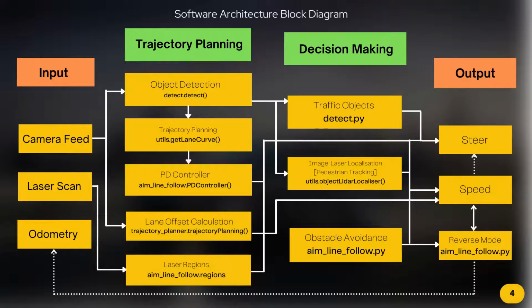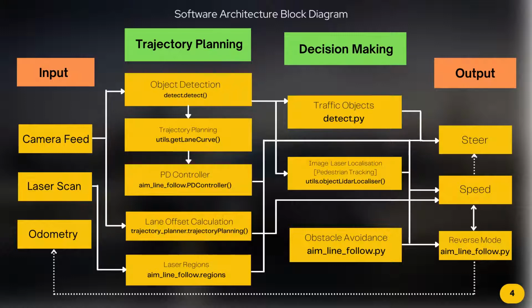Let us analyze the software architecture of TESSERACT. We have the input as camera feed, laser scan and odometry. We then plan the trajectory by passing the camera image to our YOLO object detection model and detect all objects within that frame. Corresponding action is taken based on the traffic objects, and obstacles are masked in the image frame and passed to the getLane curvature function. This function helps the car navigate to the center of the visible track region, considering the obstacles.